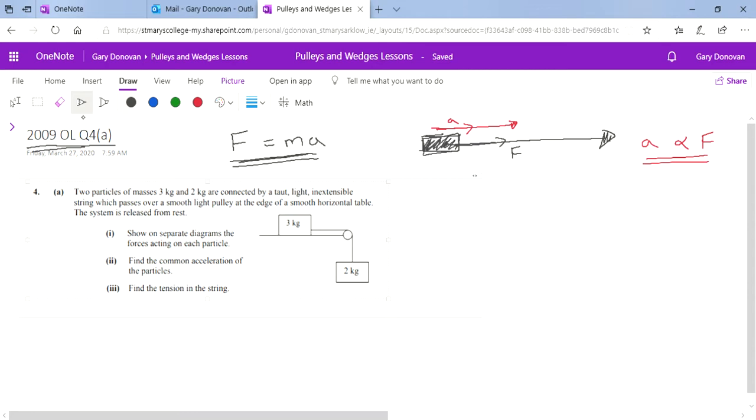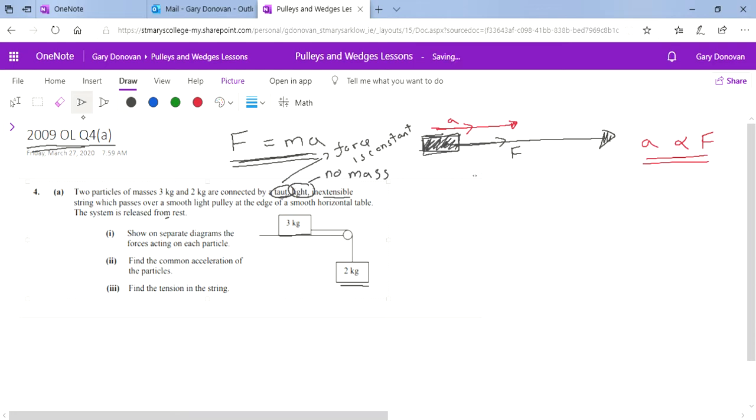We have two particles of masses 3 kg and 2 kg, and they're connected by a taut, light, inextensible string. Now the fact that it says light means we don't worry about the mass of the string. Basically we assume the string has no mass. And the fact that it's taut means that it's always tight, so the force is always constant, is what this is telling us. And that will make sense when we look at the question. So basically we have this set up here.